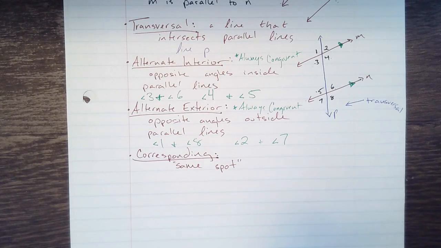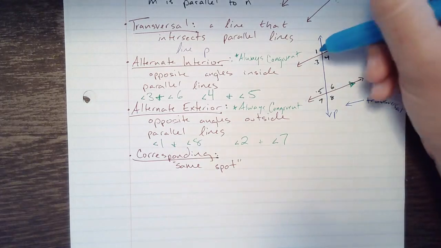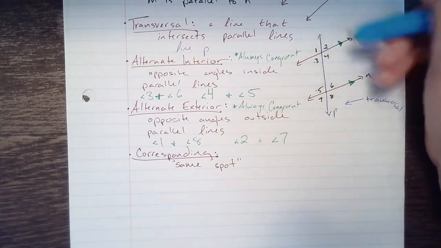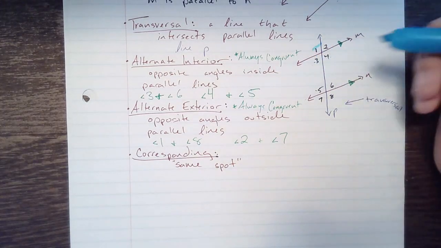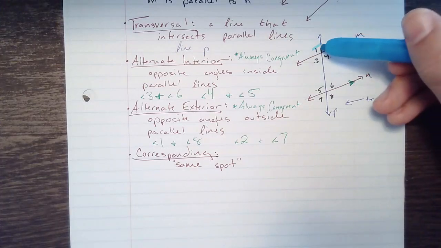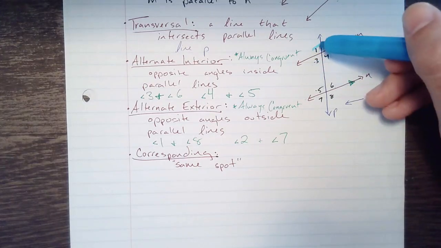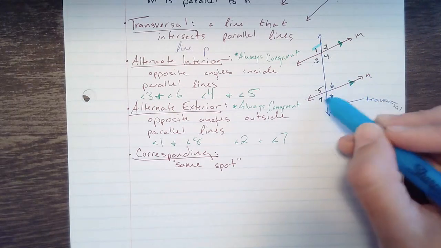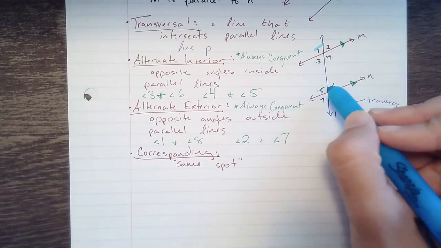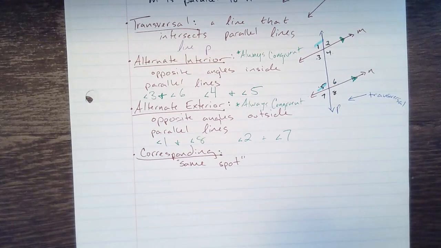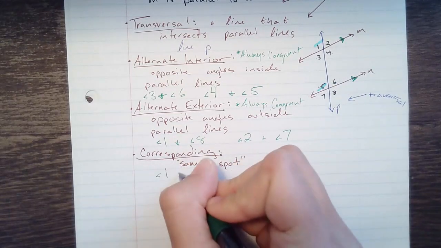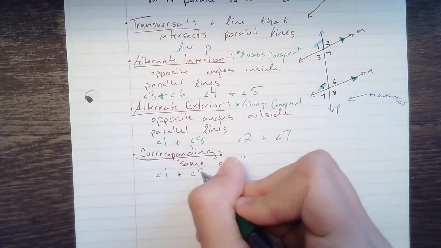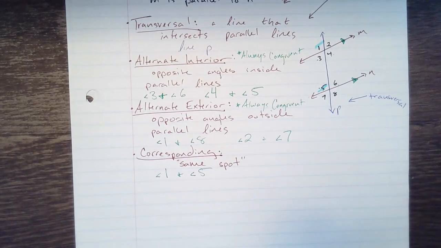So what we mean by same spot is if we're looking at this set of angles, say angle 1, notice out of these 4 options it's in the top left. So its corresponding angle, when we look at these options, we want the one that's in the same spot, so the top left. Angle 1 and angle 5 are corresponding because they're both in the same spot. They're both in the top left place.